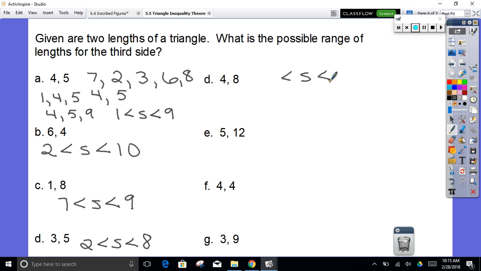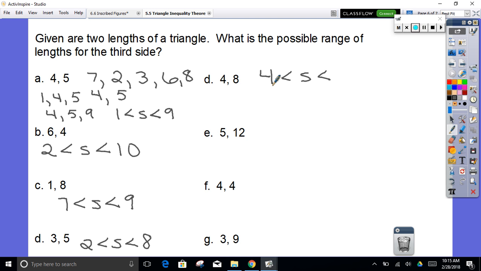Madison, what does it have to be bigger than? How do we find the number that it has to be greater than? Someone want to tell Madison what we need to do? Savannah? Yeah, how do we find the smaller number? Subtract. So we have to subtract 8 minus 4. What do we get when we subtract 8 minus 4? 4. So the third side has to be bigger than 4.